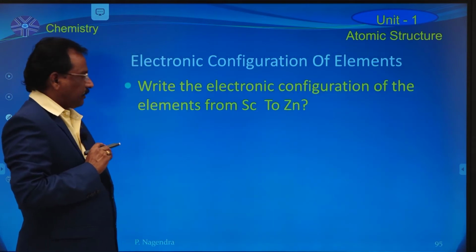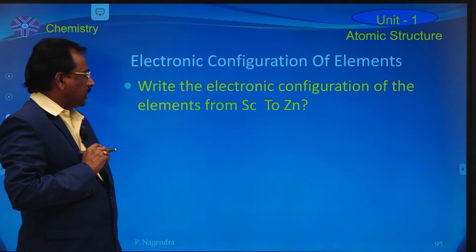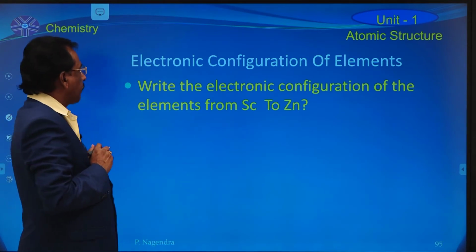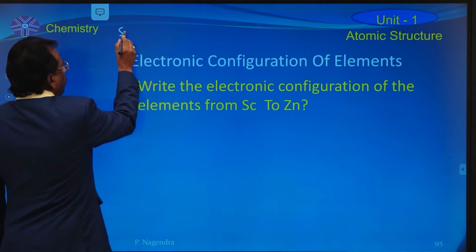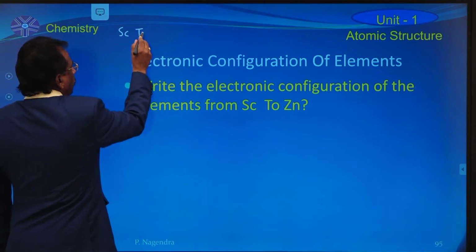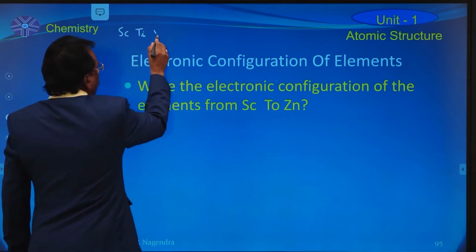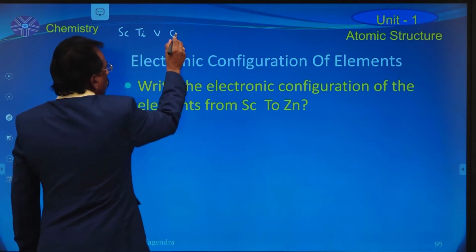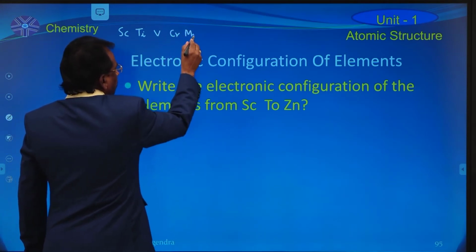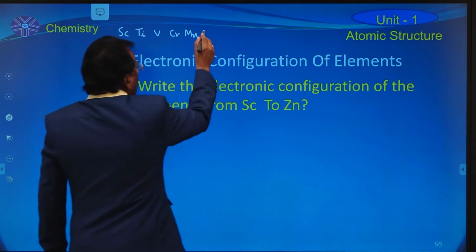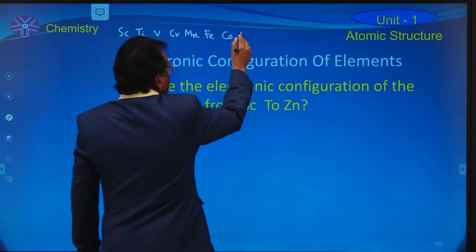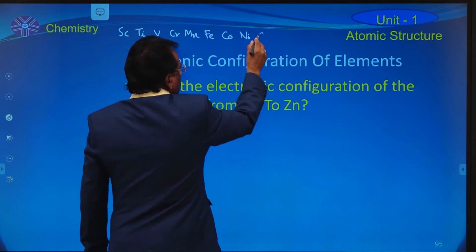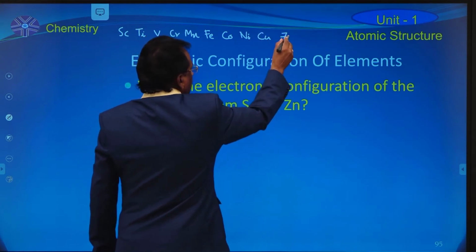So in the long form periodic table, the first transition series elements are scandium, titanium, vanadium, chromium, manganese, iron, cobalt, nickel, copper and zinc.